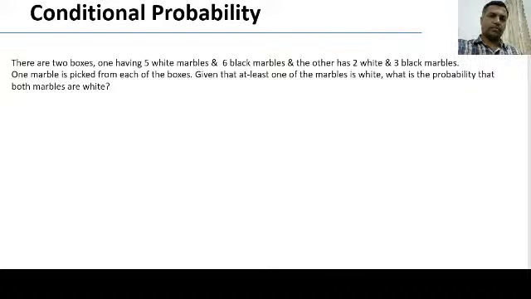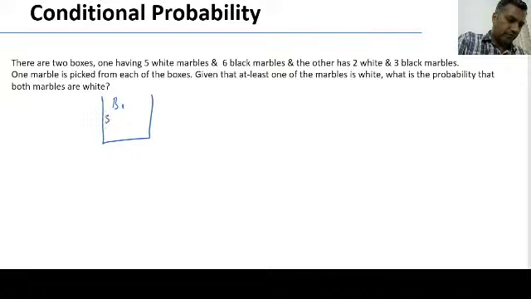Okay, what is this question basically? What is it trying to say? Assume in your room, wherever you are sitting, in whatever setting you are sitting, there is a box one. In this box one, we have 5 white and 6 black marbles. Okay, in the same setting, you have a box two.